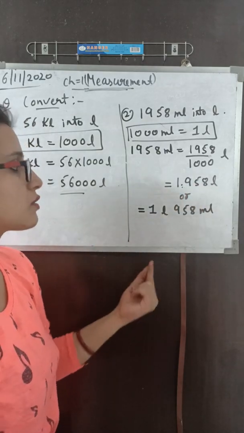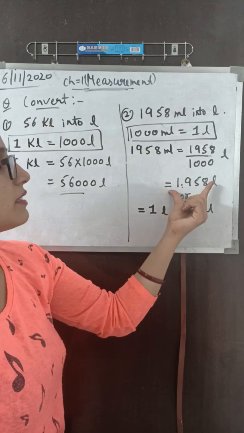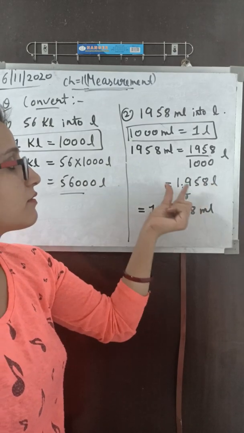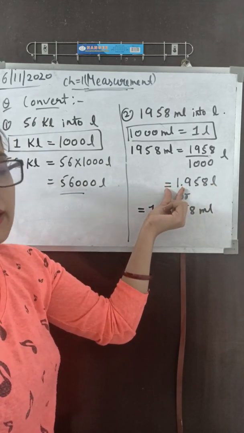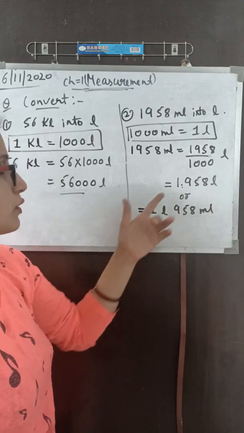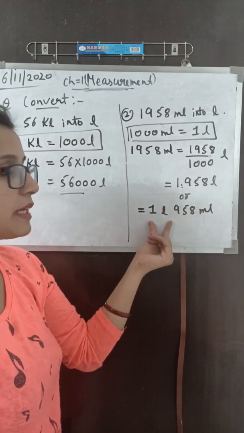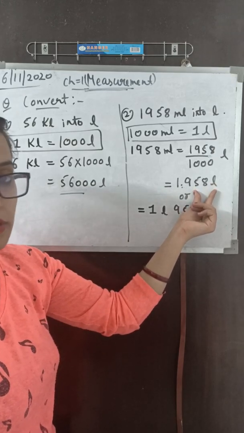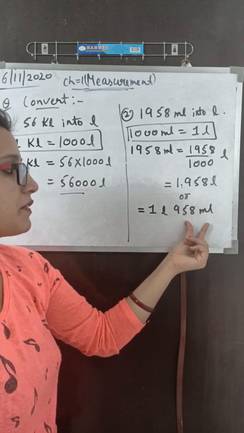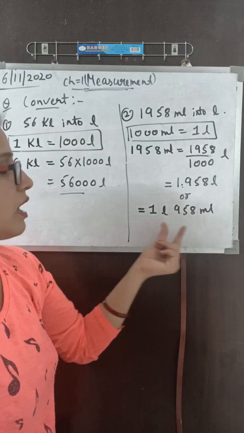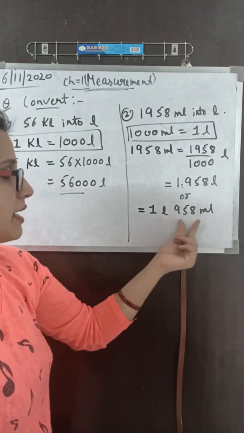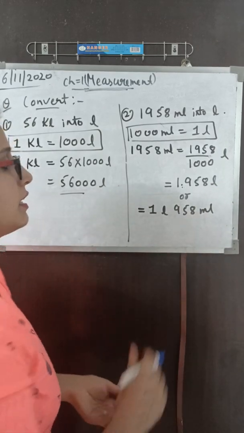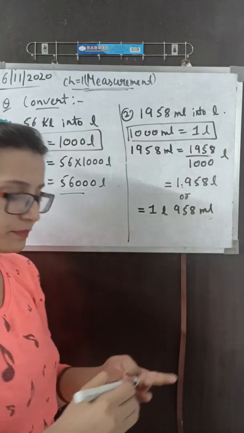We can express this answer in another form also, that is liter and milliliter form. So how to do it? As you know, this one is in decimal form. That means we take the whole part as the big unit. So 1 is the whole part and we take 1 as the big unit, that is liter. And the decimal part we take as the small unit. That means we take 958 as milliliter. So our answer is 1 liter and 958 milliliter.